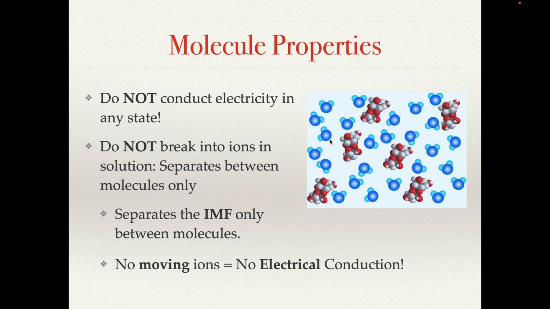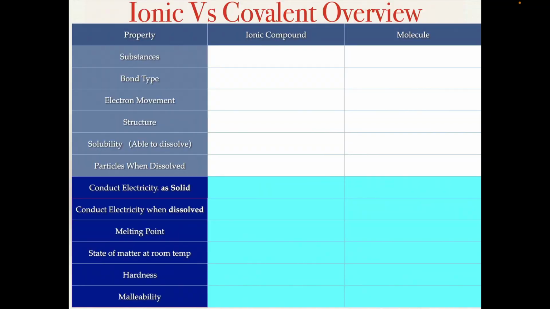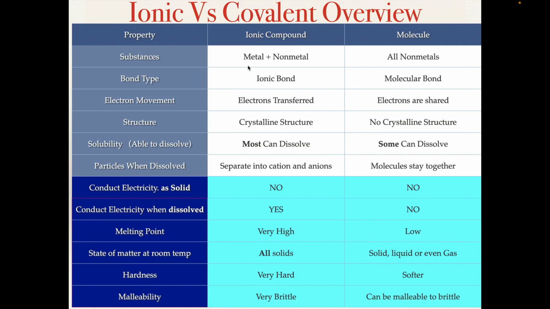So if they don't break into separate ions, there is no charge, and if there is no charge, then there is no way to conduct electricity. Okay? So you need to have moving ions. So with no moving ions, there's no electrical conduction inside there. Okay? As a result, we get these comparisons. So we can take a look, and you can pause the video and look at the comparison between all these different things between ionic compounds and molecules.